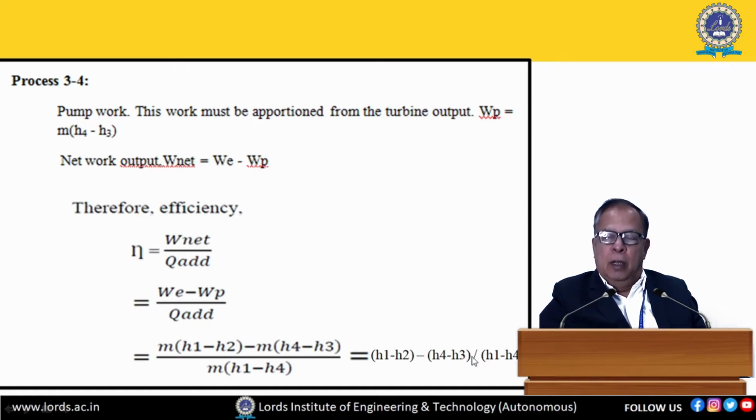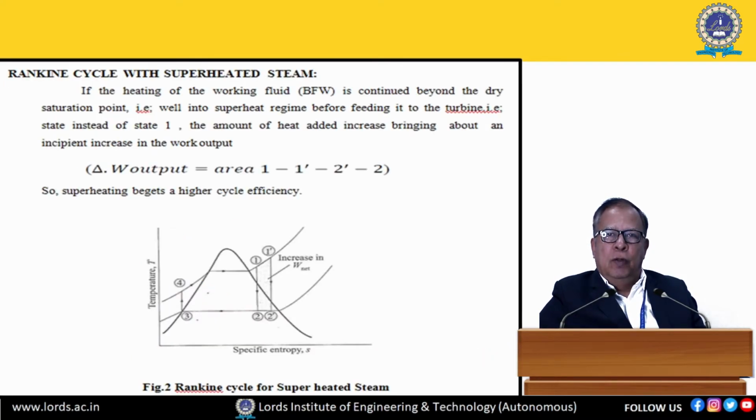Here you can see. Now what are the methods to improve this Rankine cycle performance? There are 3 ways to increase the efficiency of the simple ideal Rankine cycle. The first one is related to condenser pressure. Suppose we decrease the condenser pressure, then the saturation temperature also decreases. Thereby the work output increases.